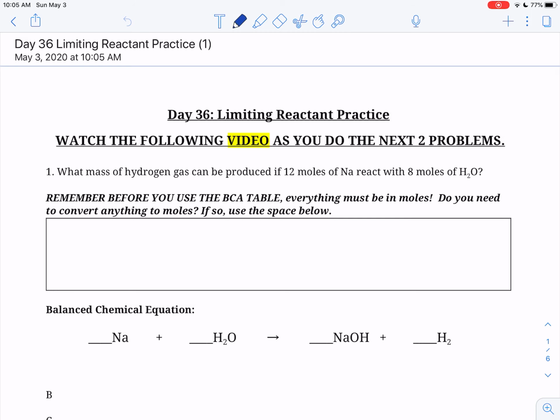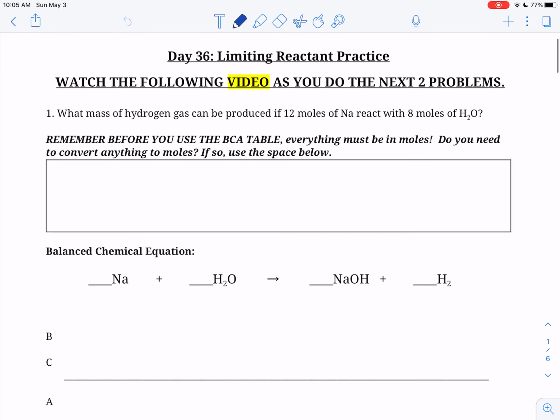All right, so this is day 36, limiting reactant practice. Hopefully this is getting slightly easier, and today, hopefully it will be easier. We're going to finish practicing this week a little bit, and then next week we will start working on the final exam, and then turn that in, and then you are done.